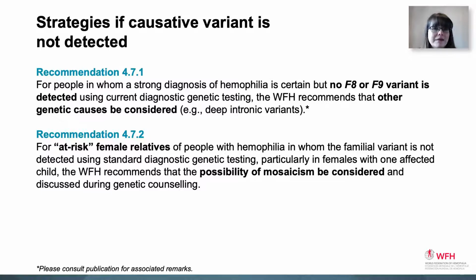For at-risk female relatives of people with haemophilia in whom the familial variant is not detected, for example, in the mother of an index case with severe haemophilia A, where the mother doesn't appear to carry the genetic variant, the possibility of mosaicism should be considered. So that's germline or somatic mosaicism. And this should be discussed during genetic counselling. And it's important to highlight this on our interpretive reports as well from the genetics lab.